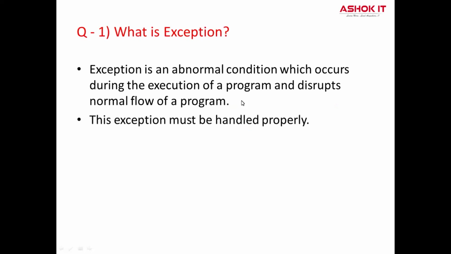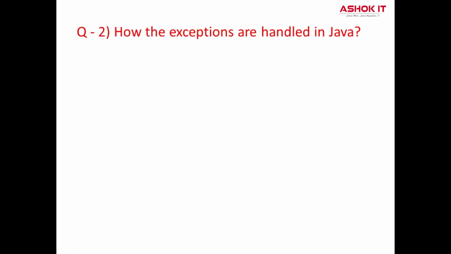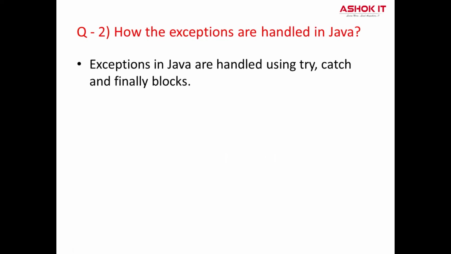When an error occurs within a method, the method creates an object and hands it to the runtime system. If you are not handling this exception properly, our program will get terminated abnormally. Question number 2, how are exceptions handled in Java? Exceptions are handled in Java using try, catch, and finally blocks. In the try block, the code or set of statements which are to be monitored for exceptions are kept. The catch block catches the exceptions that occurred in the try block. And the finally block is always executed, whether an exception occurred in the try block or not, and whether the exception is caught in the catch block or not.